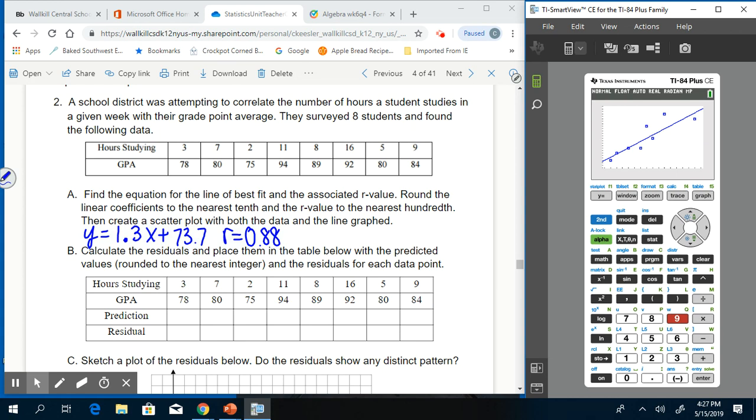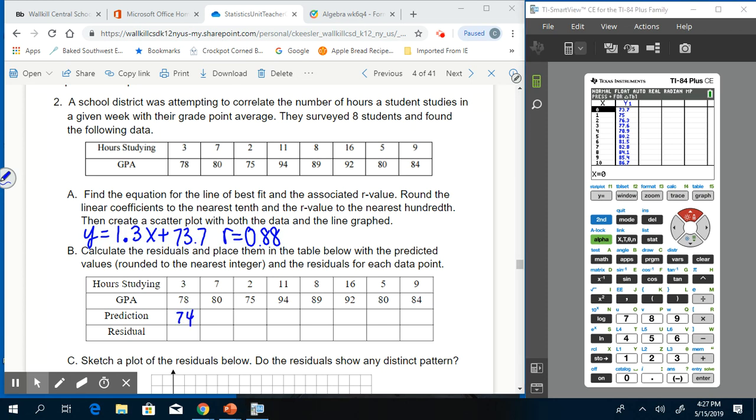All right, so now we're going to calculate the residuals and place them in the table with the predicted values rounded to the nearest integer and the residuals for each point, the same way we did before. I want to pull up my predictions by going to second and table. And these give me my predictions from my line of best fit. So for 3, the prediction would have been 77.6, rounded to 78. So those are pretty close, actually perfect without the rounding. Then 7 is going to be 82.8, so 83.